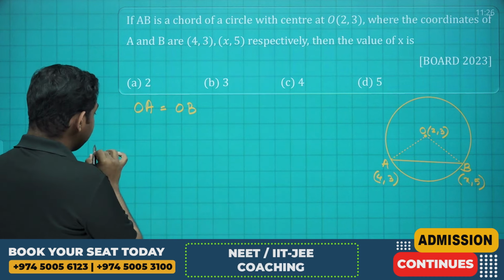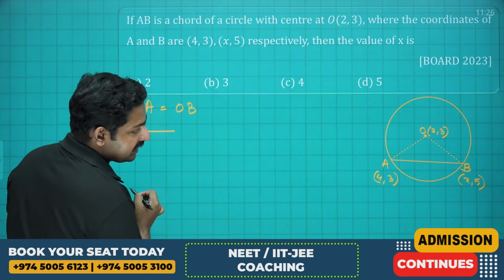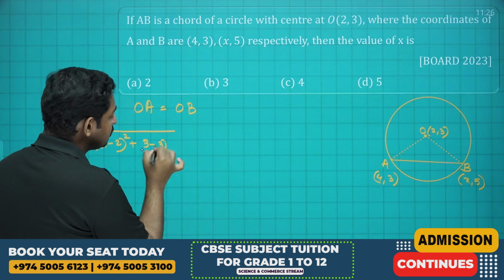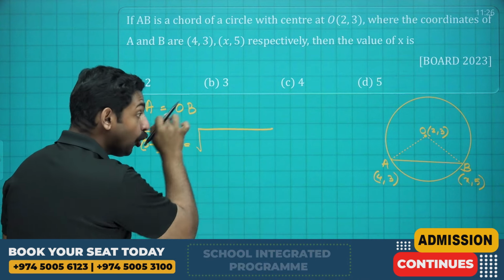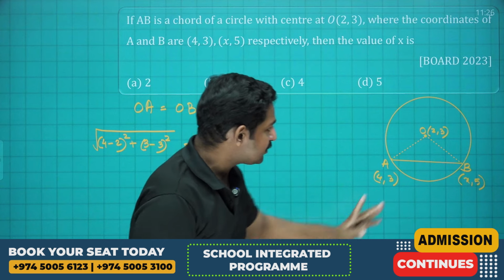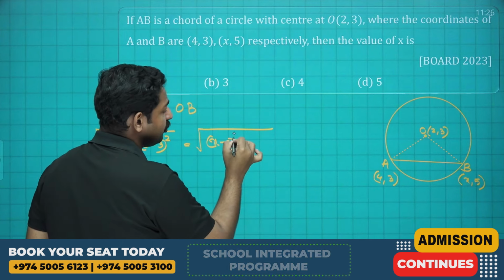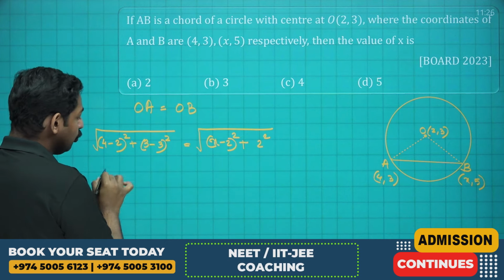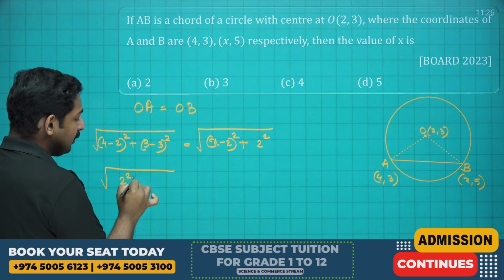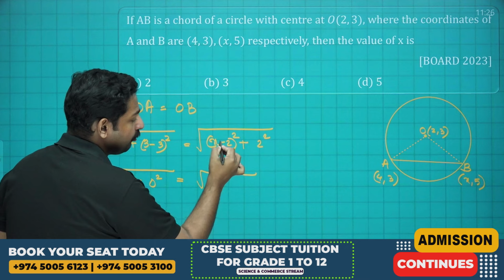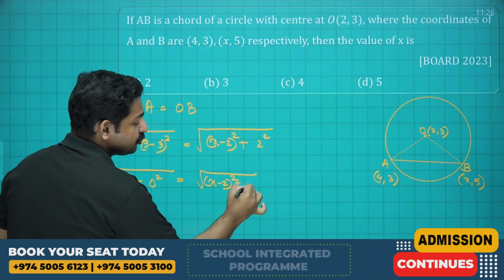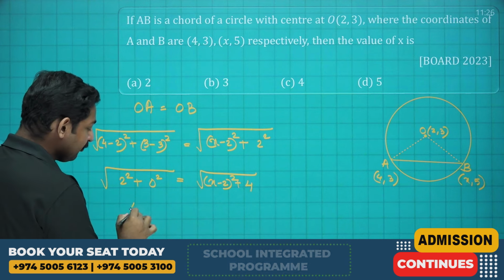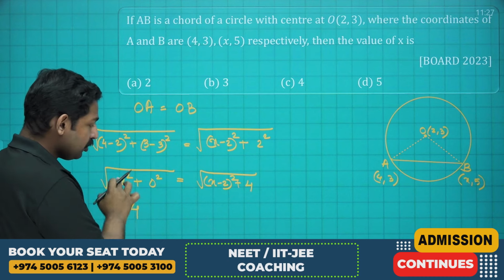So, distance formula means OA is root of x2 minus x1, so 4 minus 2 the whole square plus y2 minus y1, which is 3 minus 3 the whole square, which becomes 0, is equal to root of OB, which is x minus 2 the whole square plus 5 minus 3 is 2 square. So on the next step, root of 4 minus 2 means it is 2, so 2 square plus 0 square is equal to root of x minus 2 the whole square plus 2 square is 4. Now to avoid the root, we can square on both sides. If you square on both sides, you will be getting 2 square is 4 here and 0 square is 0 itself. So root is gone.